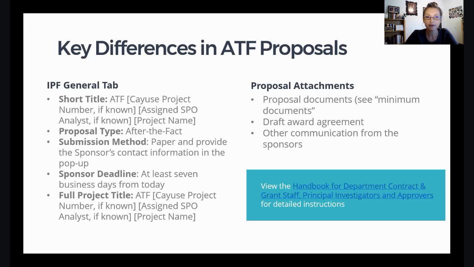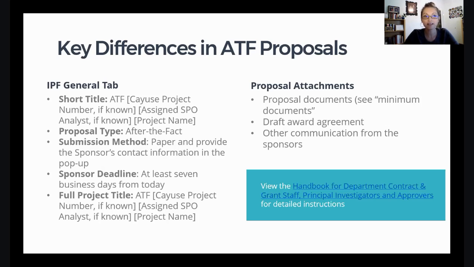The short title is going to be different. It's going to say ATF. And then if you have a Cayuse project number, sometimes you've contacted your awards analyst, you've been in contact with them, or maybe your awards analyst receives a notification for some reason, and they've gone ahead and created a Cayuse SP project. In that case, we'll give you a number. And you'll say ATF, and then you'll put the number, if you know it, the analyst you're working with, if you know it, and the project name.